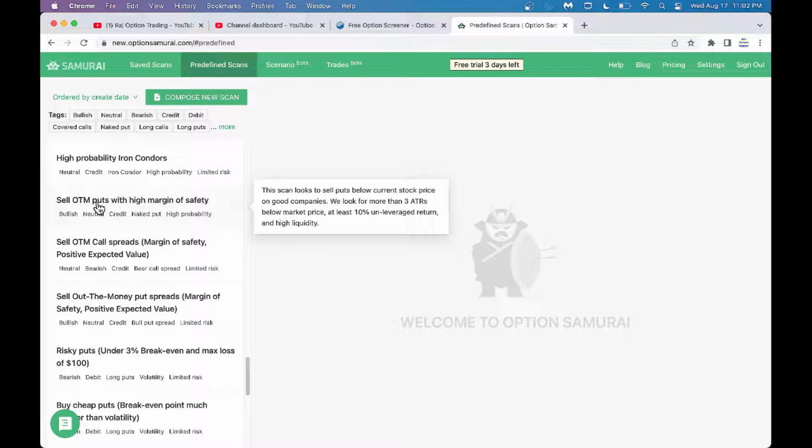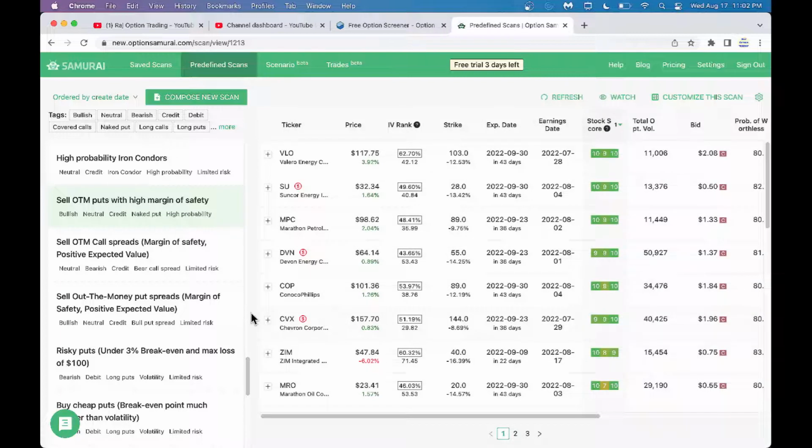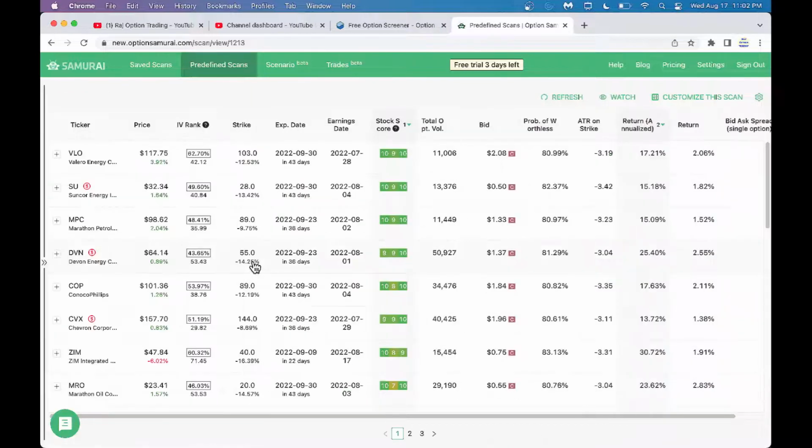So you don't need to create your own scanner. You could just use the predefined scanner. Look, this is a good one here. You could just select this one here. Look, we got a bunch of stocks here, which are pretty good stocks by looking at right here.